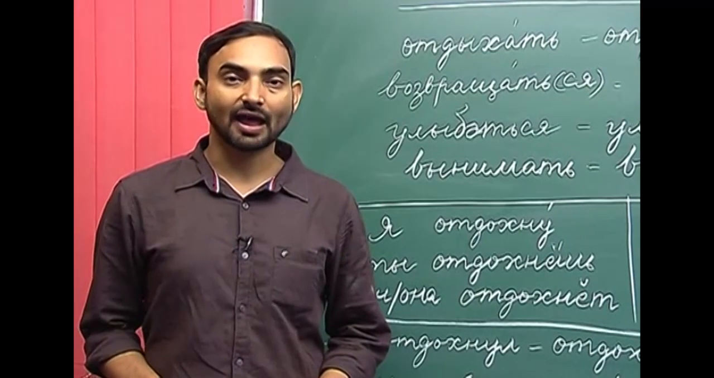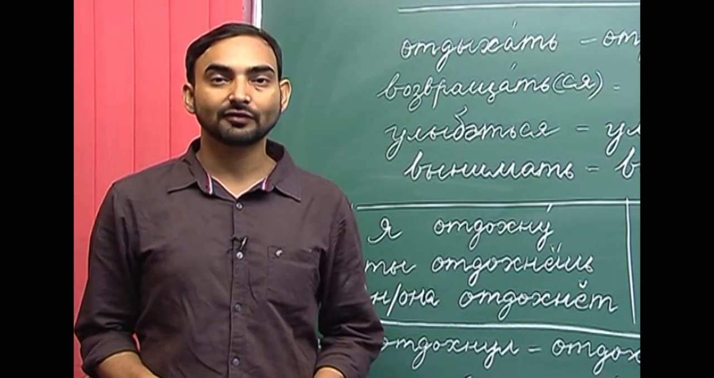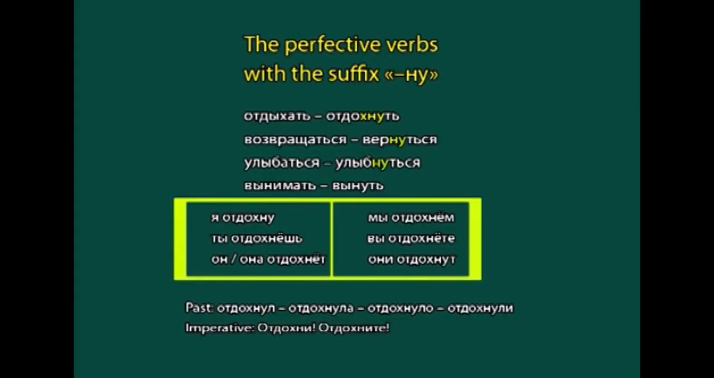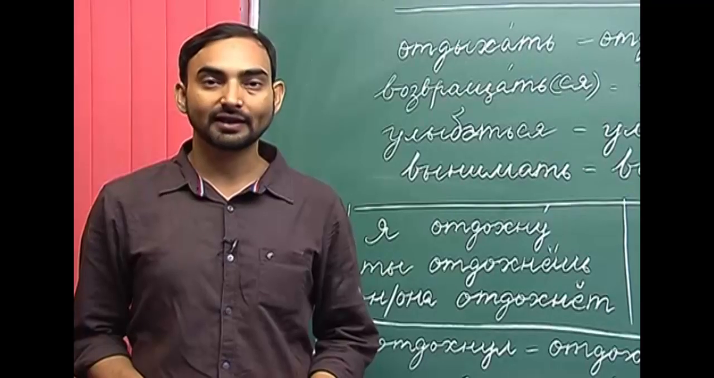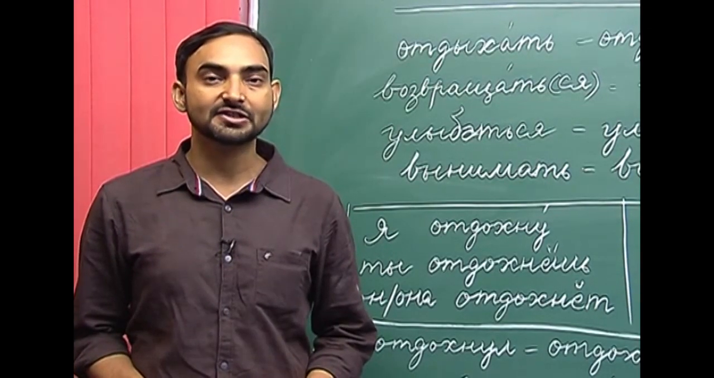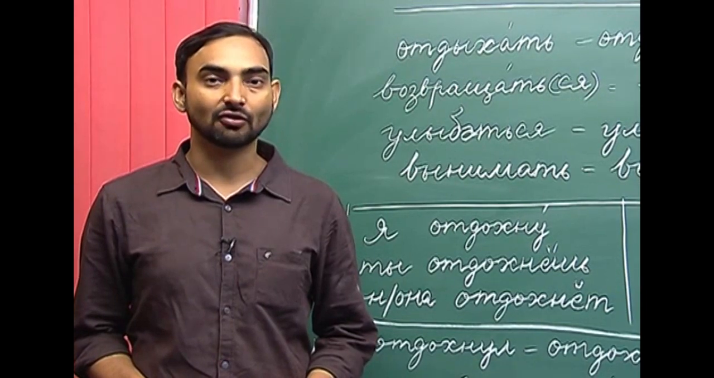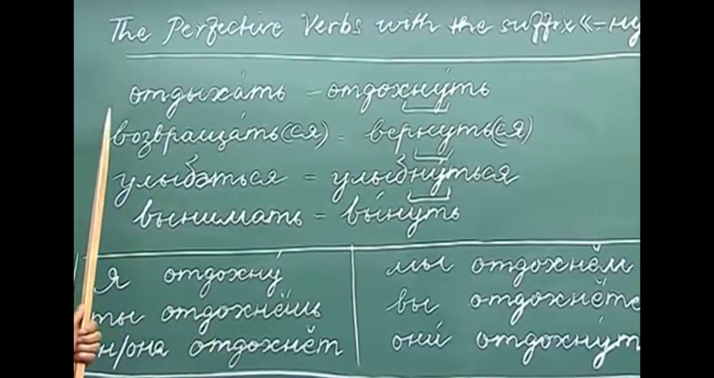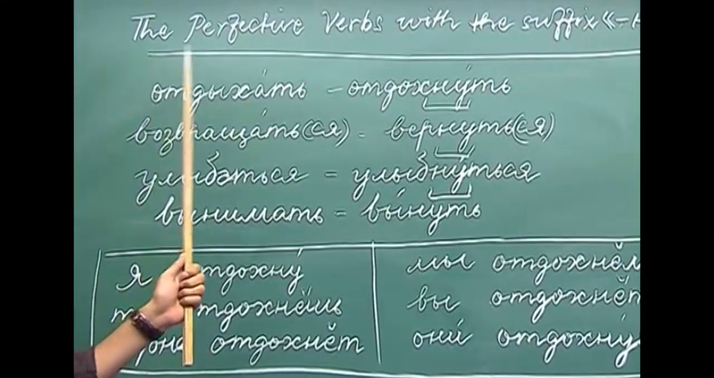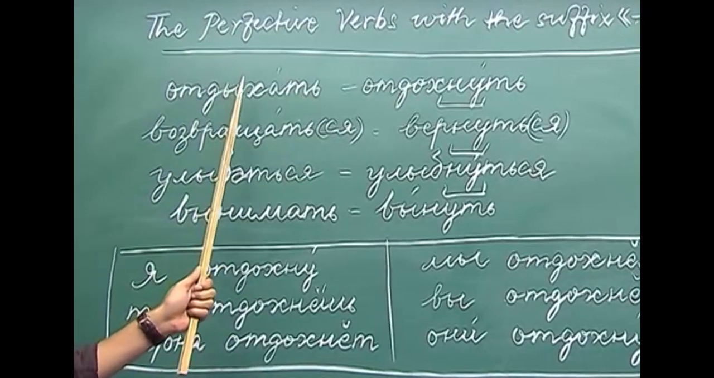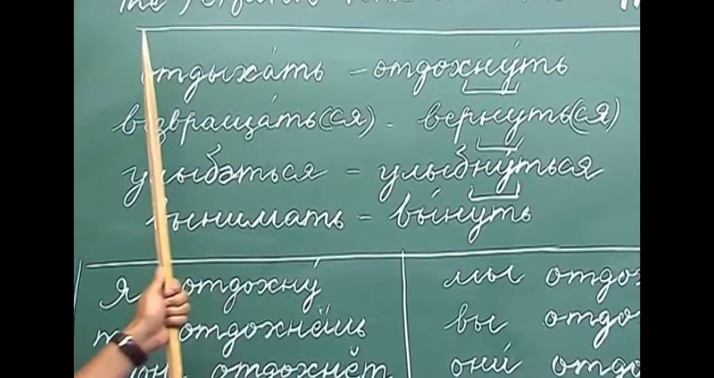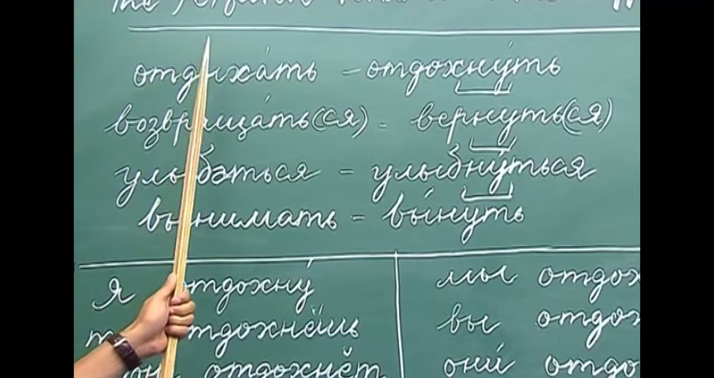The next topic we have for today is the verbs, the perfective aspects of the verbs with the suffix nu. So, there are certain perfective verbs which take nu suffix in order to be used as perfective aspect of the verb. For example, we have already discussed about the verb addikhat. Addikhat is to take rest. This is imperfective aspect.